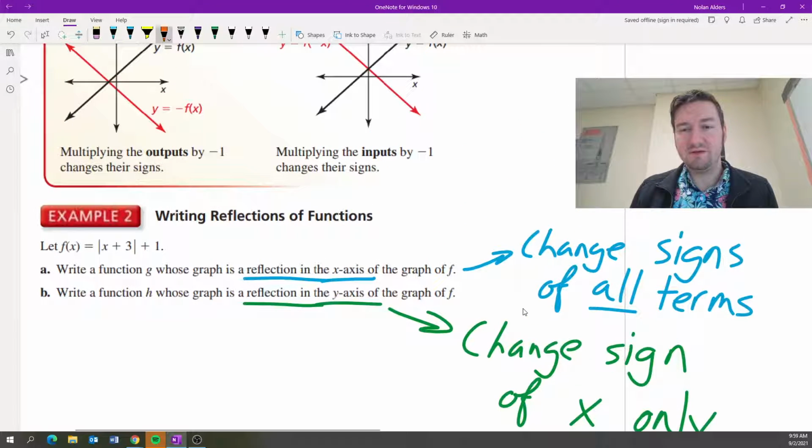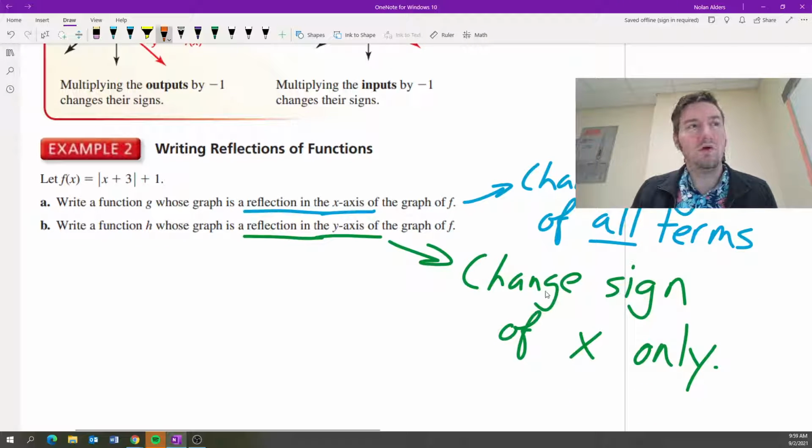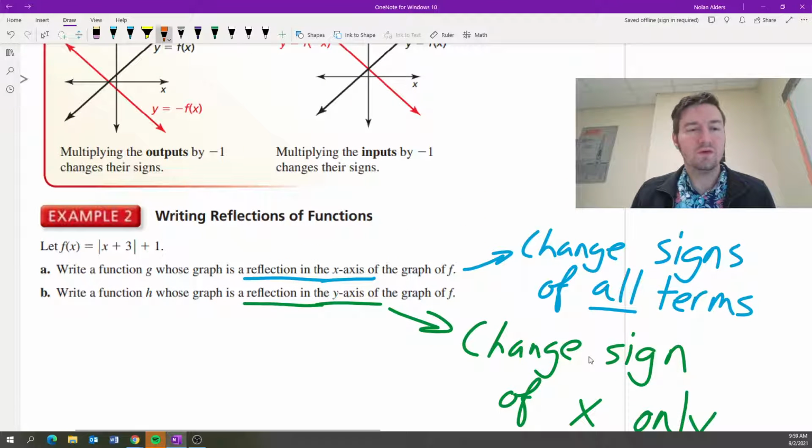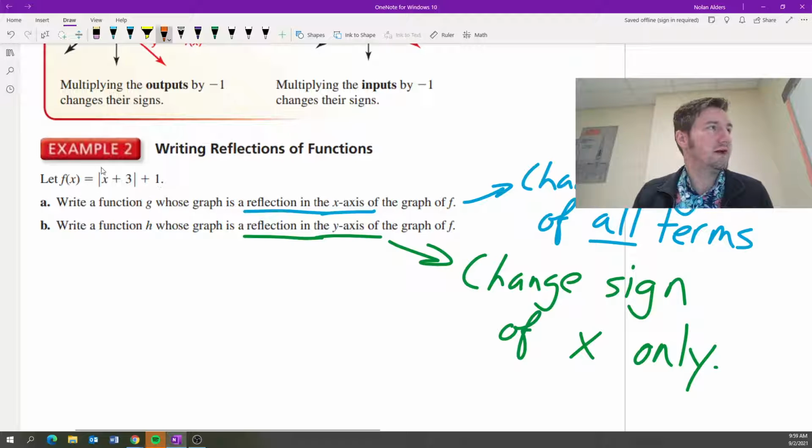But here are, and I'm going to try to get my face out of the way so you can see, here are the 2 rules for reflections. If we're reflecting in the x-axis, then we want to change the sign of all terms. And then if we're reflecting in the y-axis, the rule is we only change the sign of the x. X only. All right? Change the sign of the x only. That's all. All right, so those are the 2 rules. So we're going to apply those, and we're going to reflect this function first in the x-axis, and then we'll reflect the function in the y-axis so you can see the difference.